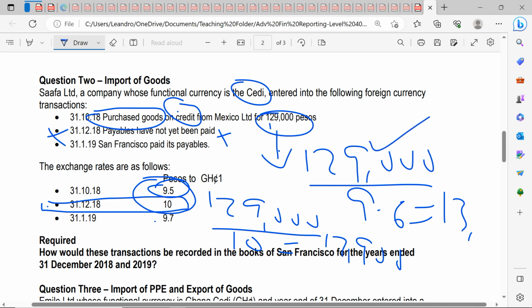Here, this figure, we will debit purchases, which will go to cost of sales, and then we will credit payable, liability we owe. So if at the end of the year you translate and then your liability has reduced from 13 to 12, then you have gained. You are going to pay less for the same transaction. So it is an exchange gain. That's what makes it a gain. And once it is an exchange gain, you recognize it as credit in profit or loss, and therefore you debit payable. Again, let's see how that will look.